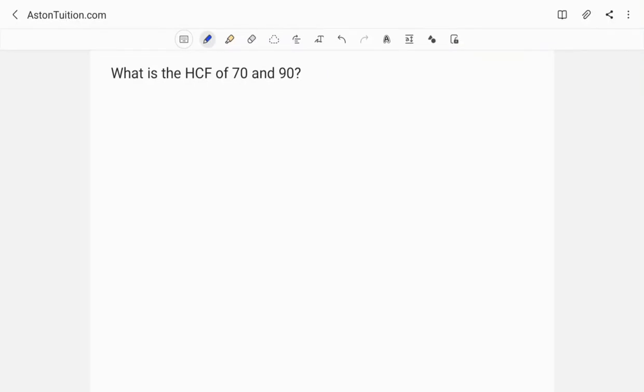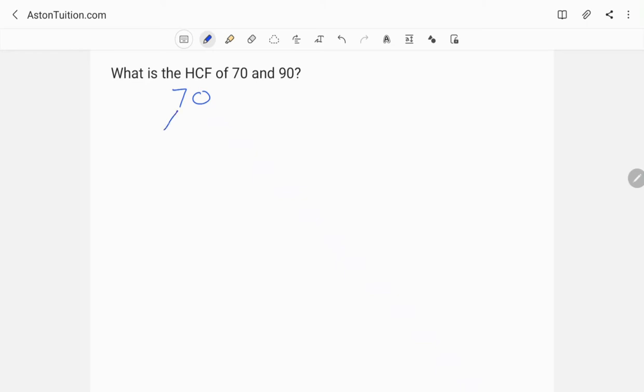I'm going to answer this question by using the product of prime factor tree method. So the question is, what is the highest common factor of 70 and 90? First of all, we're going to use the tree method to break down 70 into its product of prime factors.